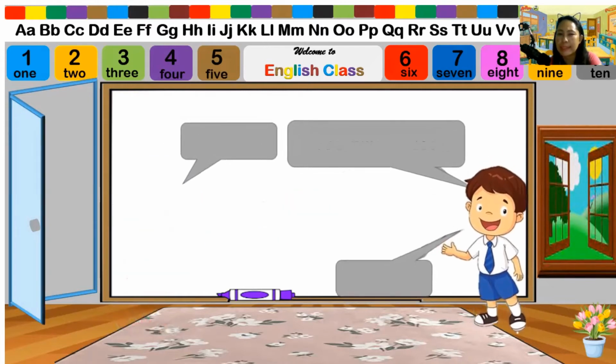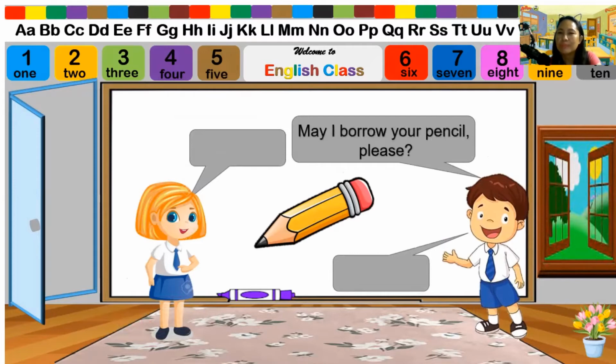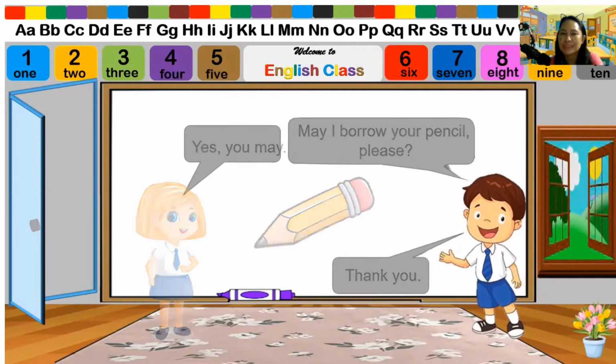Okay, let's keep practicing. So what does he want to borrow? That's right, pencil. So how are you going to borrow? What will you say? Good job. May I borrow your pencil, please? Okay, and then if she's allowing you to borrow, you will answer, yes, you may. And when she answers, yes, you may, don't forget to say, thank you. All right, let's keep moving.